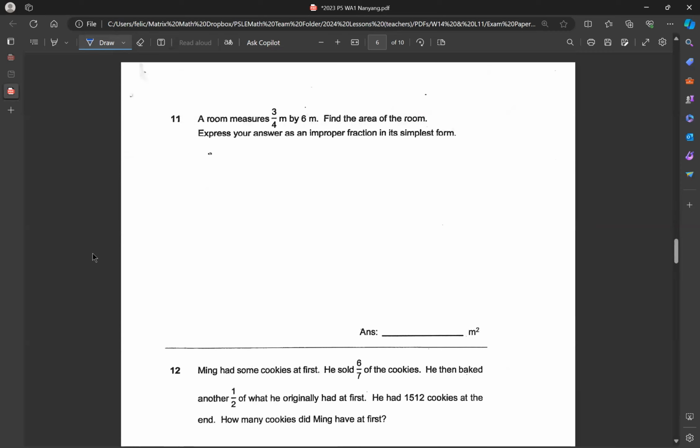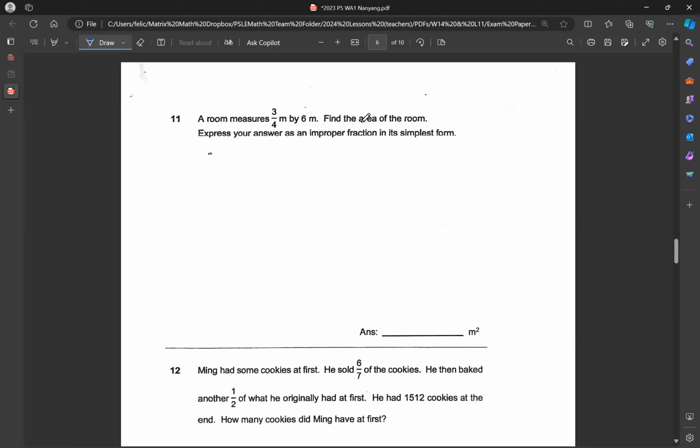A room measures 3/4 meters by 6 meters. Find the area of the room. Express your answer as an improper fraction in the simplest form. So when they say room measure this by this, all right, usually this is the length, this is the breadth. Okay, and both are in meters, so don't worry if you see a fraction there. So long as it's shown in meters, just take it as if it's like a length on its own. You don't have to think too deep into the fraction for now.